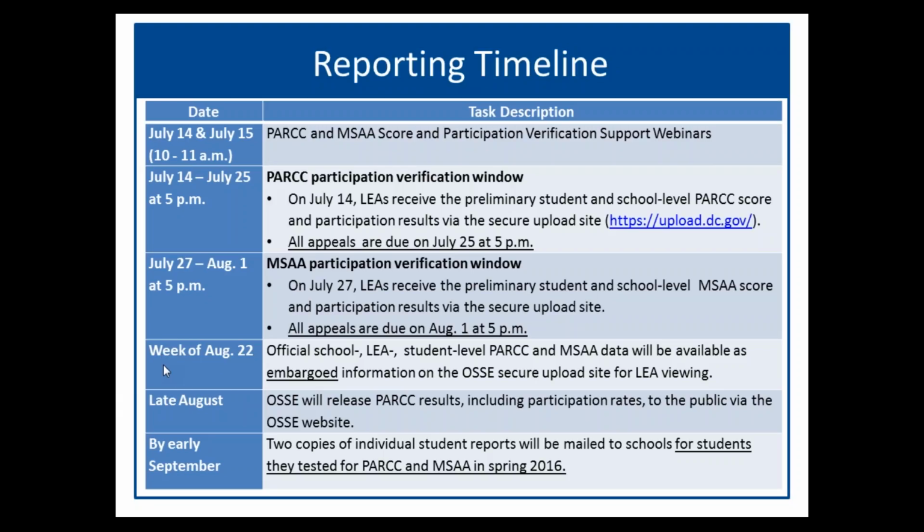After the participation verification windows, AUSSIE will review all appeals and publish official school, LEA, and student level PARCC and MSAA data for the LEAs the week of August 22nd. Again, when the final data are reported to LEAs, it will be reported through the AUSSIE Secure website, and it will be embargoed until the public release of the data, which is set to occur in late August. When the data are released publicly, they'll be released on the AUSSIE website, and the release will include participation rates this year.